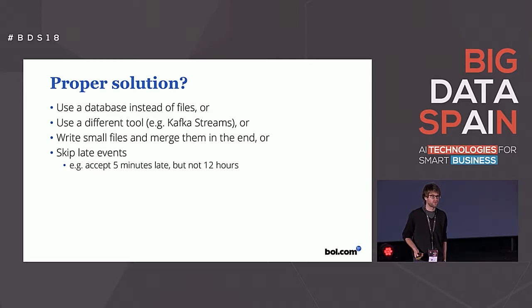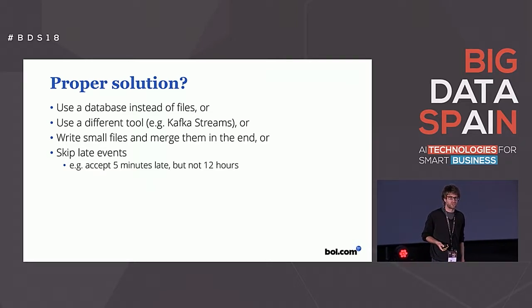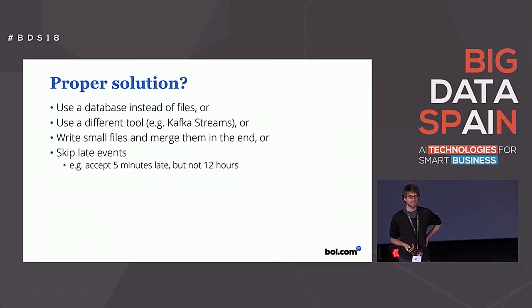You could use different tools, and of course a database like BigQuery will take care of partitioning your data on time and you don't need to worry about it. And you can use another tool, not Apache Flink, but maybe Kafka Streams, or I'm sure there are hundreds of solutions out there that might solve this problem better. We went with Flink because we had already used Flink and it seemed like a good idea.